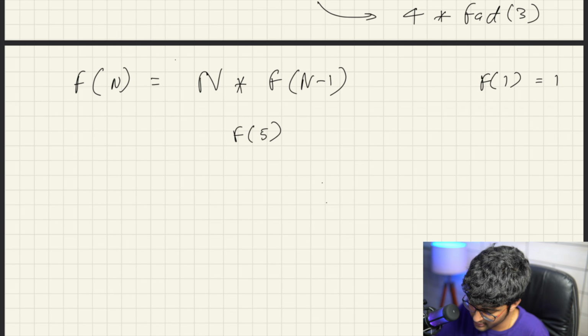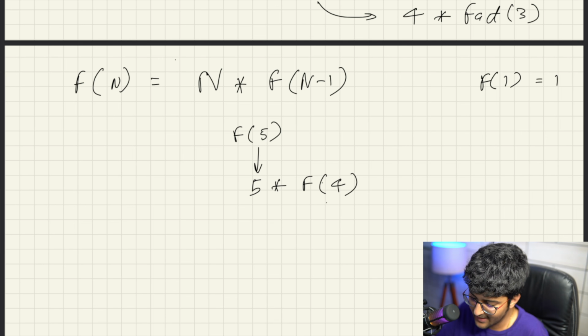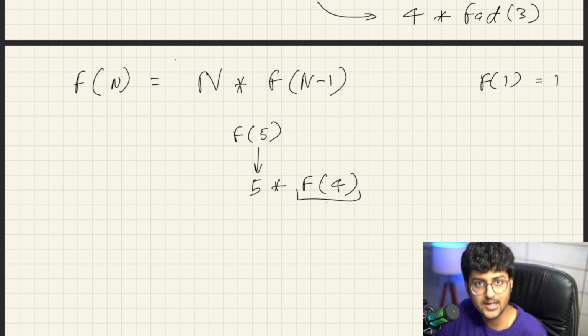F of 5 is going to say, okay, the answer is actually equal to 5 multiplied by whatever the answer is of 4. 5 is going to be like, okay, I will get multiplied by whatever the answer is of this thing, but first give me the answer of this thing. F of 5 is going to be like, hey f of 4, I will give you 5 to multiply in yourself, but at least give me the answer of it.